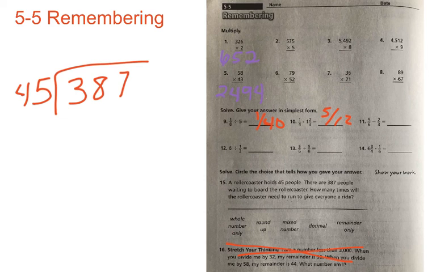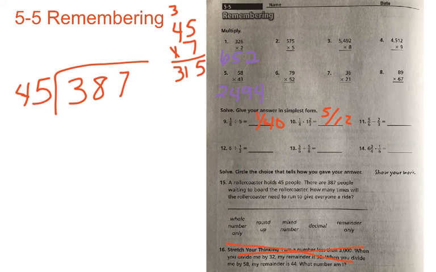And we can estimate 45 to be close to 50, and we'll estimate 387 to be close to 350. So if we counted by 50 to get to 350, it would be 50, 100, 150, 200, 250, 300, 350. So it would be times 7. So let's see what 45 times 7 is and see if it gets us pretty close to our 387. 7 times 5 is equal to 35. Put down your 5, carry your 3. 7 times 4 is equal to 28, plus 3 is 31.